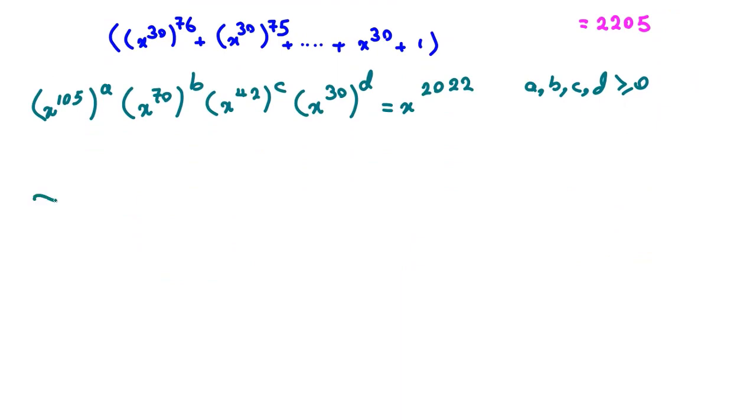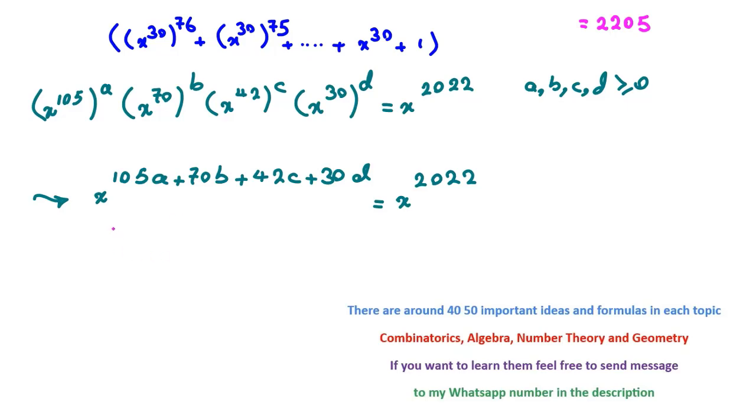Now we can conclude that the powers are equal. So the left hand side is x to the 105a plus 70b plus 42c plus 30d, which equals x to the 2022. So we can conclude that the powers are equal: 105a plus 70b plus 42c plus 30d equals 2022.